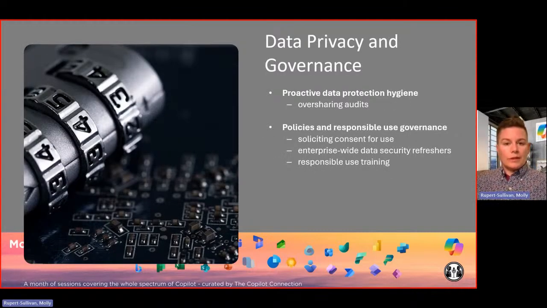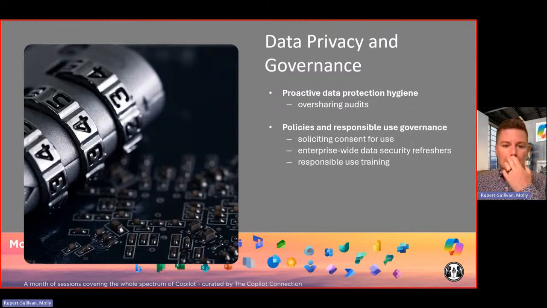Copilot has access to your Microsoft Graph. That's part of its power, right? It has access to your emails, your chat history, your files. And that's what we want it to have access to. That gives it the context and the power that it can provide to us. It also introduces a risk. It has access to everything you have access to.